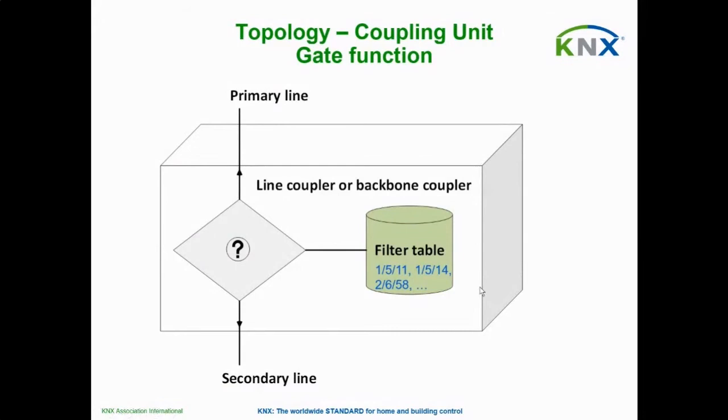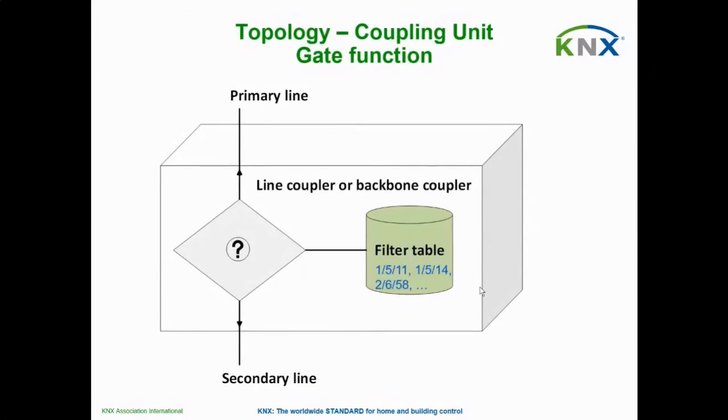The line coupler performs a very important role in a KNX network. It has two really important functions. The first function is to provide electrical isolation between the main line in an area and the individual line. So if you have a short circuit on any line, it stops at the line coupler. It doesn't pull the whole network down. Any problems in a KNX network, it'll only be that line that goes down when we have an electrical fault, a short circuit, or a cable cut, or any of those sorts of problems.